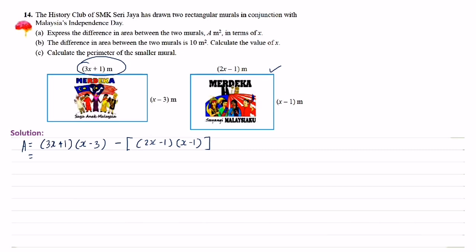Again, you need to expand this bracket. 3s times s equals 3s squared. And 3s times negative 3 equals negative 9s. 1 times s equals s. And 1 times negative 3 equals negative 3.